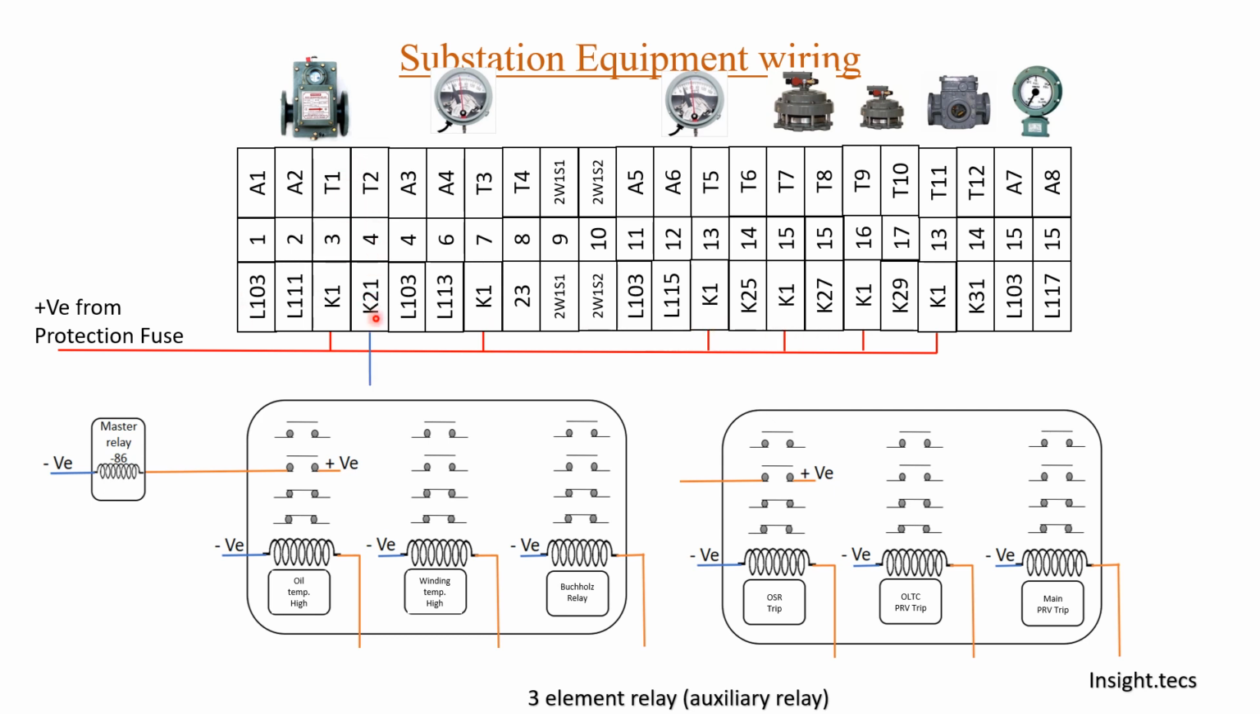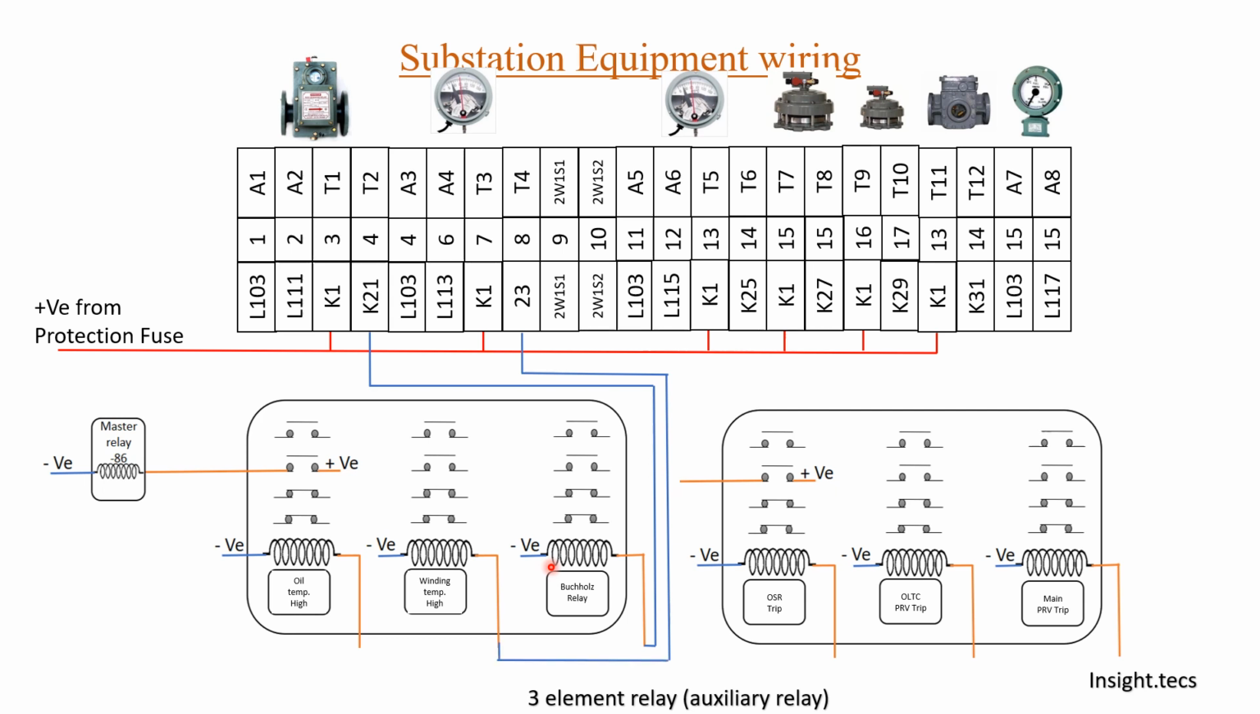And the other contact, as we have seen in the annunciator: when the contact between T1 and T2 is closing, the circuit will be completed from K1 to K21, and K21 we will connect to the Buchholz relay, right? So whenever there is a tripping due to the Buchholz relay, the contact between T1 and T2 is closed and K1 and K2 will be closed, and that's how our positive will reach the Buchholz relay coil.